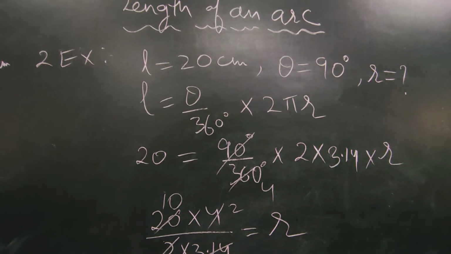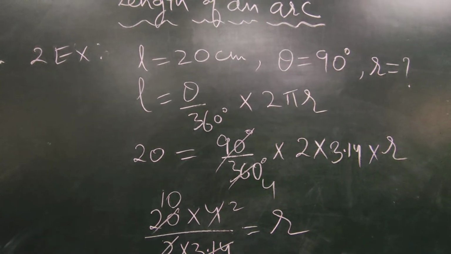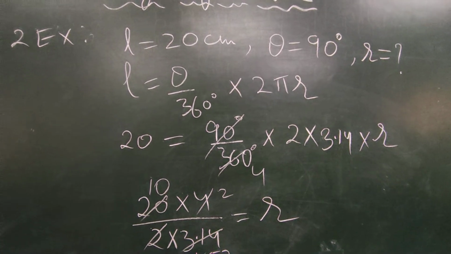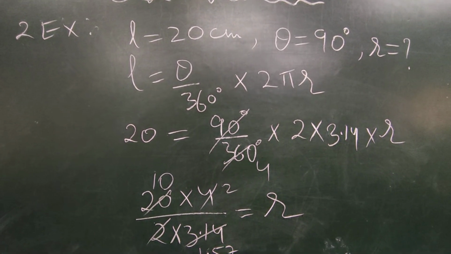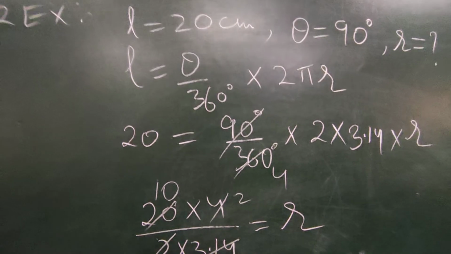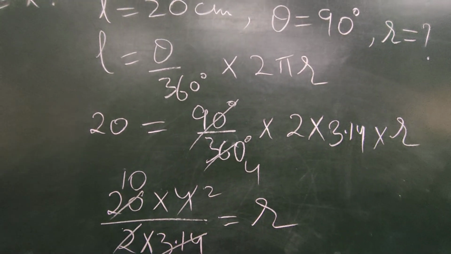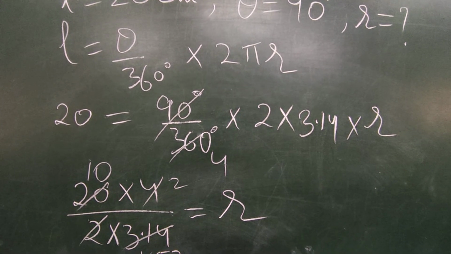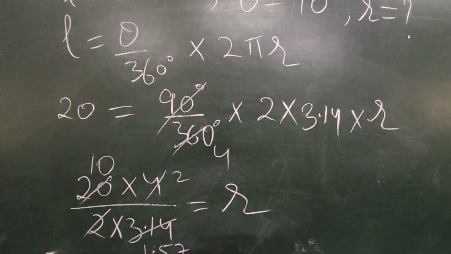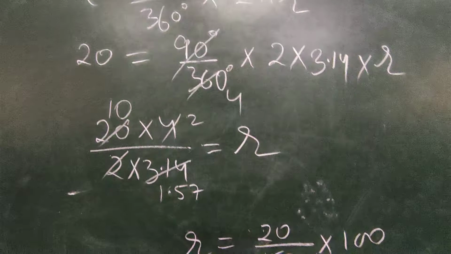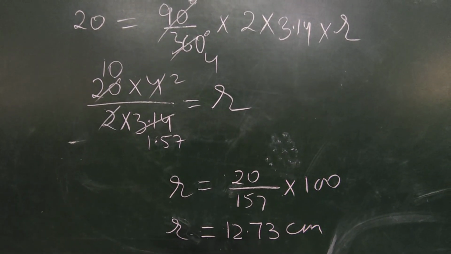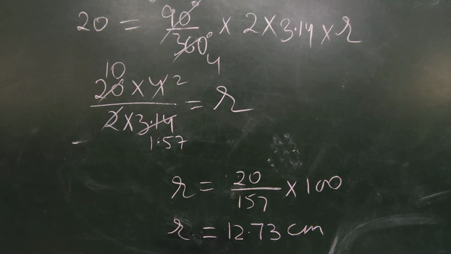Now again we will apply the formula length of arc, that is L equals to theta upon 360 into 2 pi r. Now here we are given the length of arc. So we are putting the value of L as 20 and the value of theta is 90 and we are taking the value of pi as 3.14 and we have to find the R. So after simplification you will get the value of R as 12.73 centimeter.